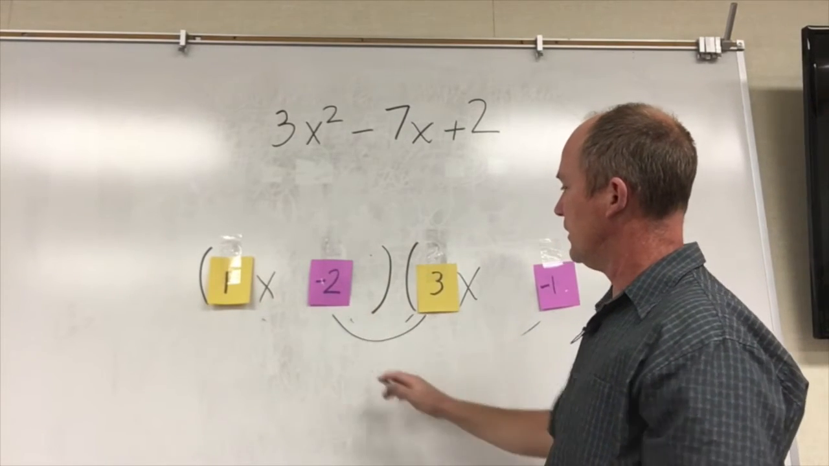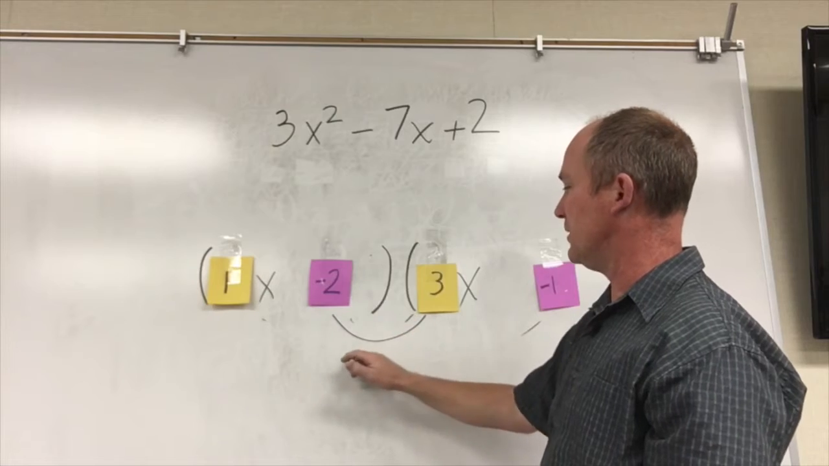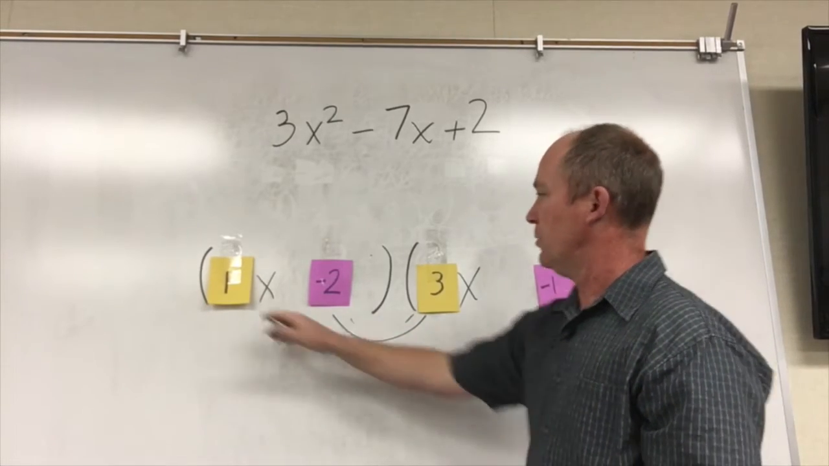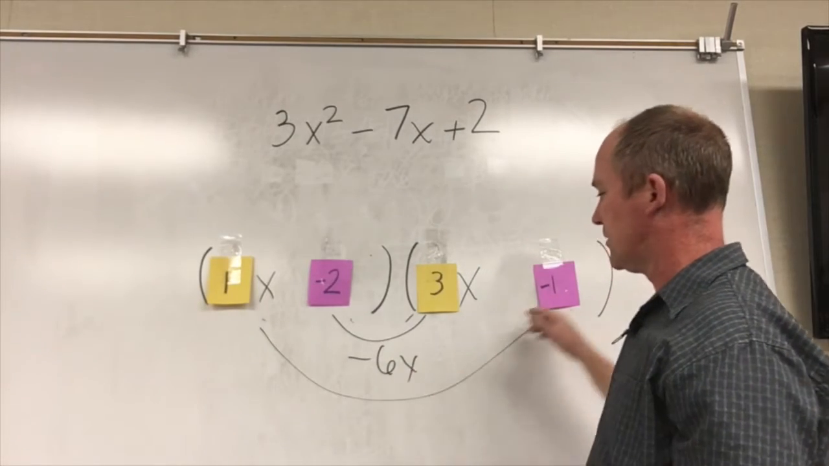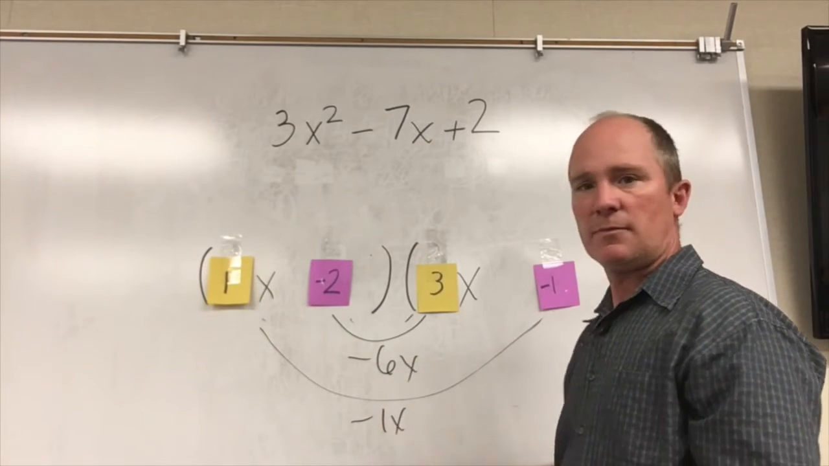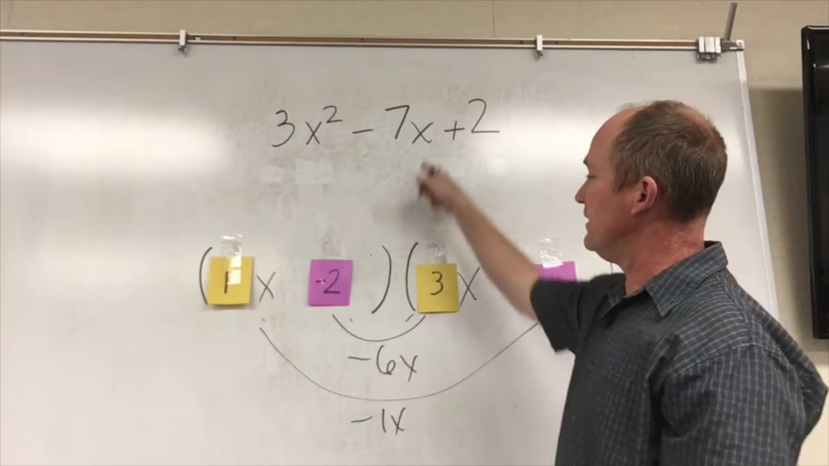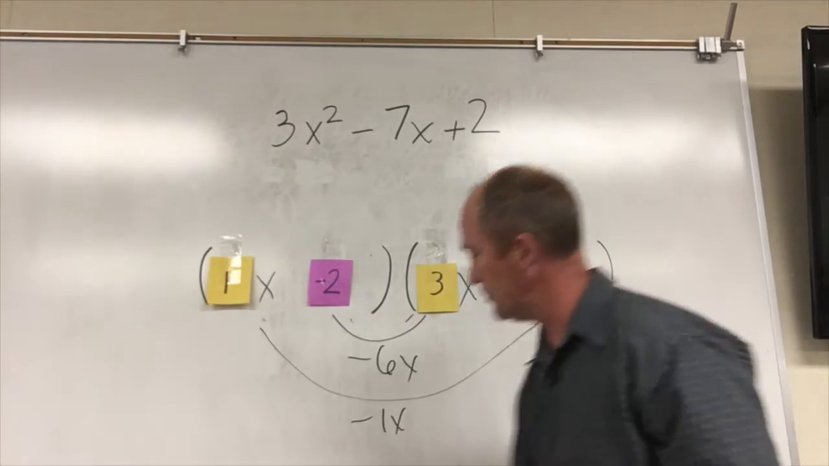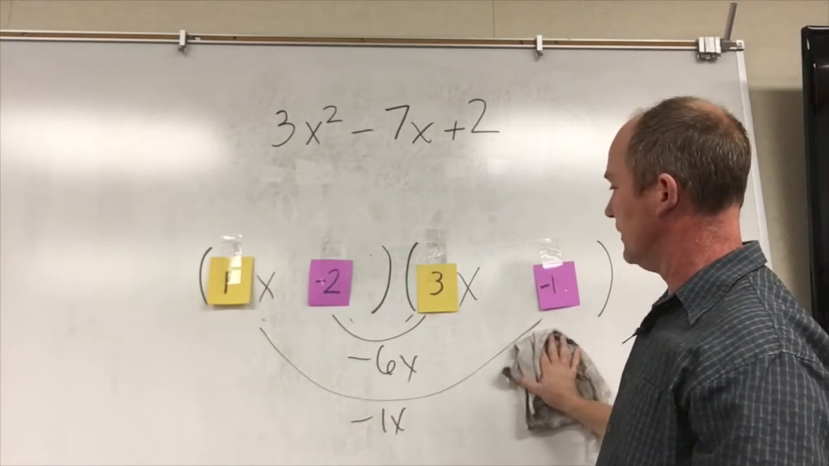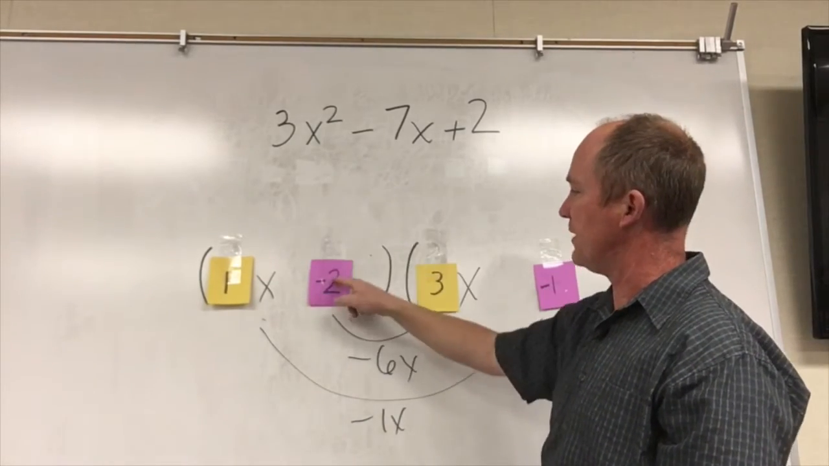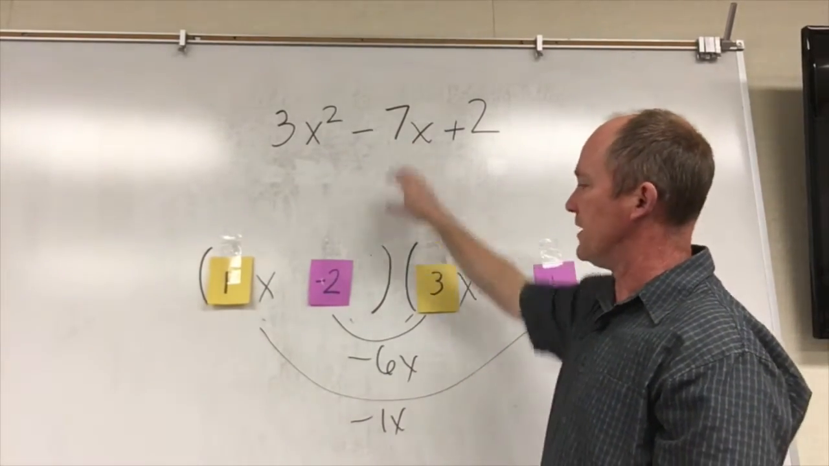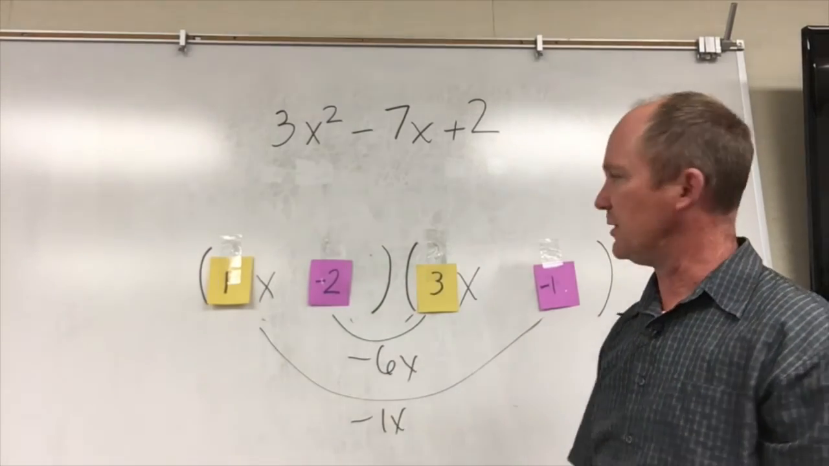So we take a look, and negative 2 times 3 is going to be negative 6x. 1 times negative 1 is my negative 1x. And if I add those both together, it does come out to negative 7. So it really comes down to the first numbers we know are going to be correct because we just chose the factors. The second numbers to be correct, it really comes down to when we're adding those middle numbers right there.